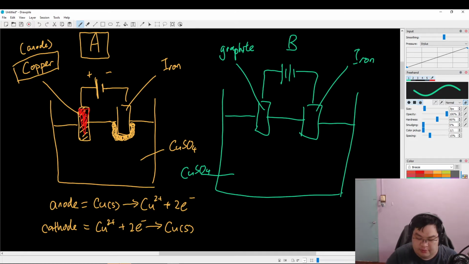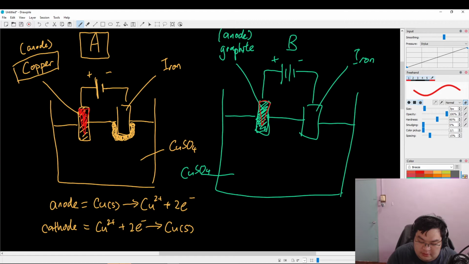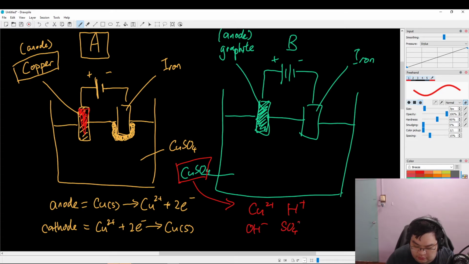Okay, for the second scenario, we look at this: positive, negative. This is considered the anode. The anode is made of graphite, and therefore it must be considered inert. So what happened is, will it rot to become a smaller piece? The answer is no. We know that an inert electrode does not go through that. So we have to focus on the electrolyte. So the electrolyte will become, let's break it down: Cu2+, H+, OH-, SO4 2-.